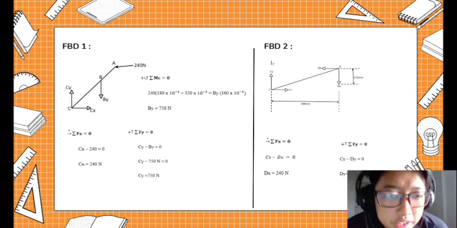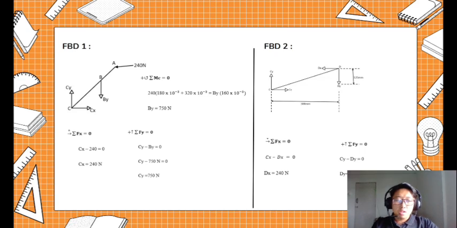Okay, for the next part, which is the second FBD, also using the equation of equilibrium, the sum of Fx equals 0, assuming the direction to the right is positive. You can take Cx minus Dx equals 0. Simply replace the Cx with 240 from the previous equation, and you get Dx is 240 Newtons.